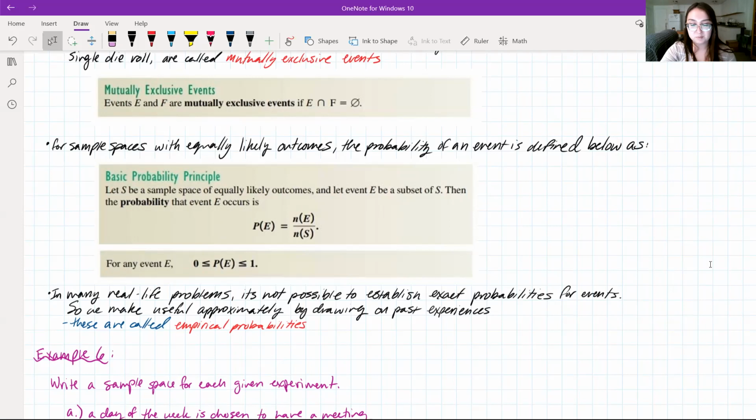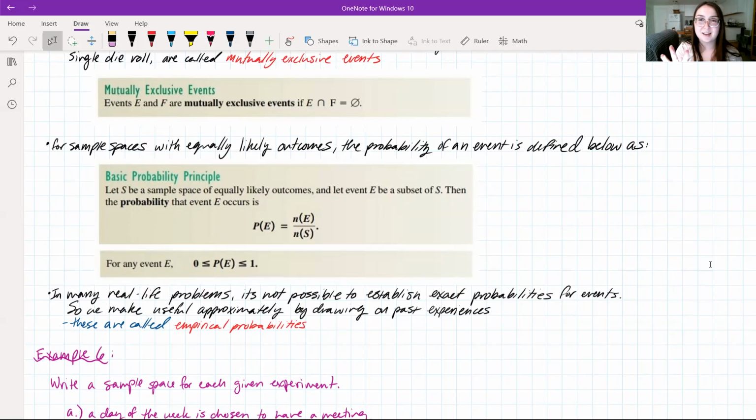In many real-life problems, it's not possible to establish exact probabilities for events. So we make useful approximations by drawing on past events. So we use data that we've gathered in the past to create approximations or estimations for the future. These are going to be called empirical probabilities.